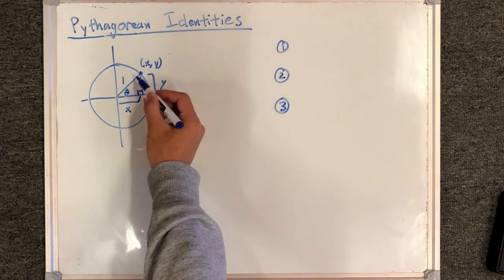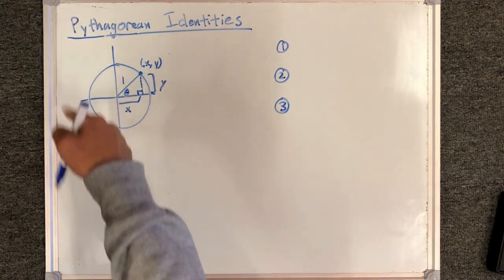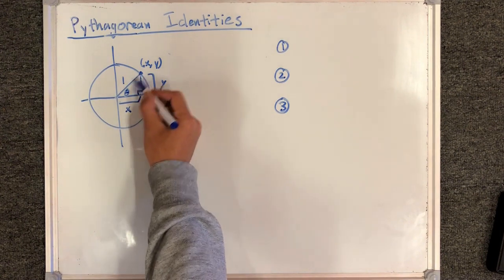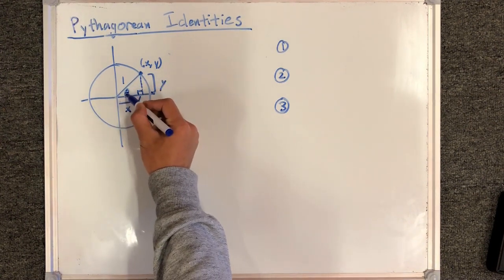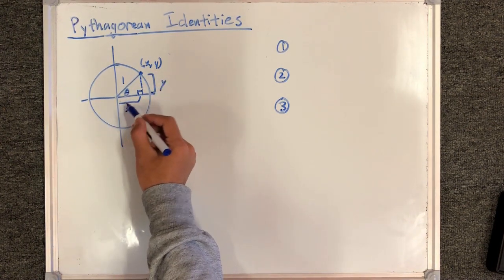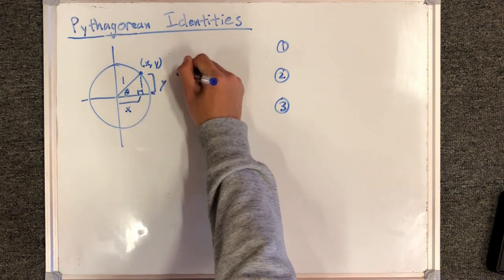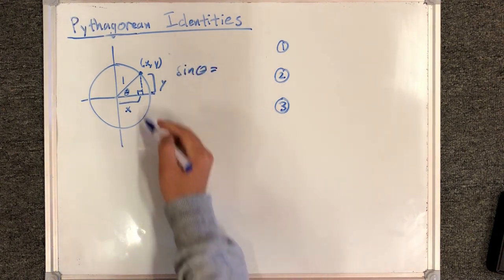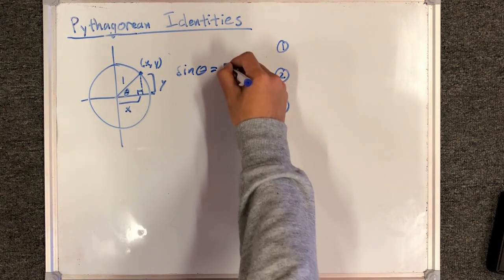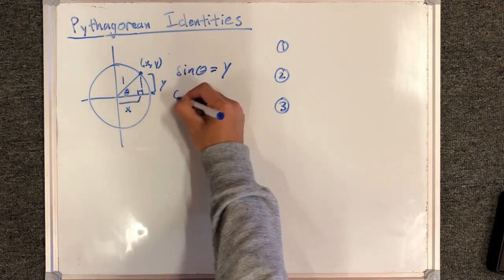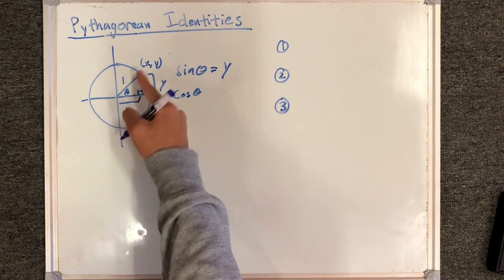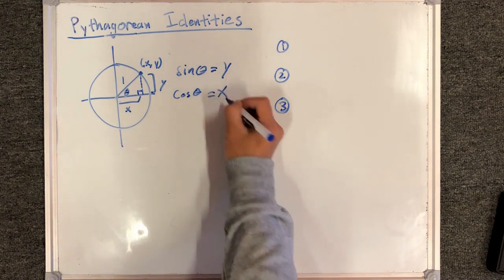Hello everybody, here we have a point with coordinate x comma y on a unit circle. This angle will be measured with theta, and I can relate x, y, and theta with the following. I know that sine theta is opposite over hypotenuse, which is y. Cosine theta is adjacent over hypotenuse, which is x.